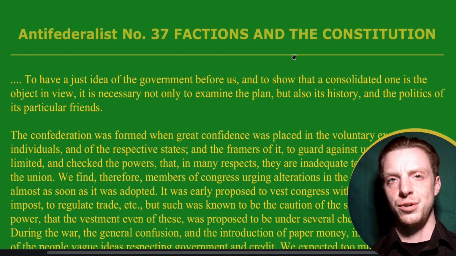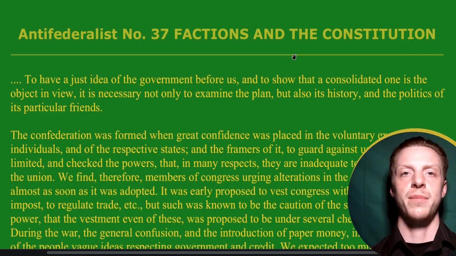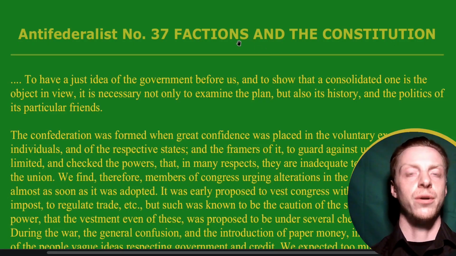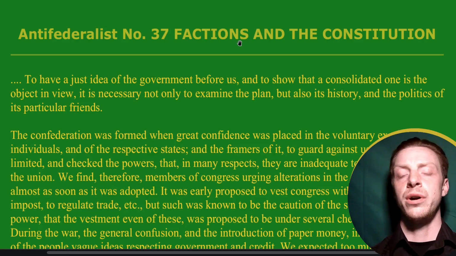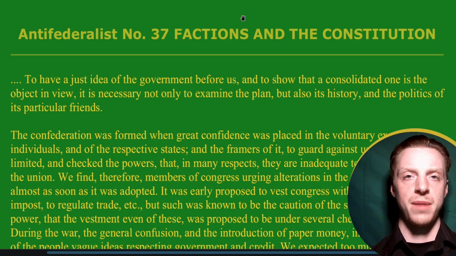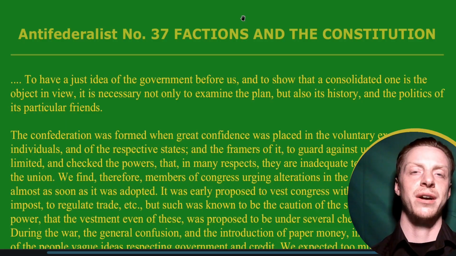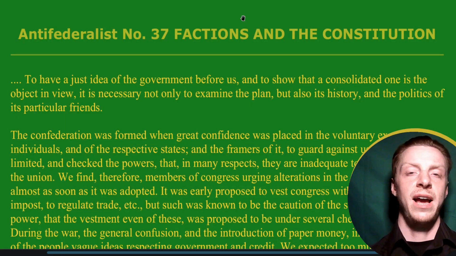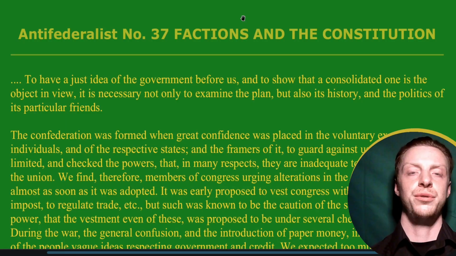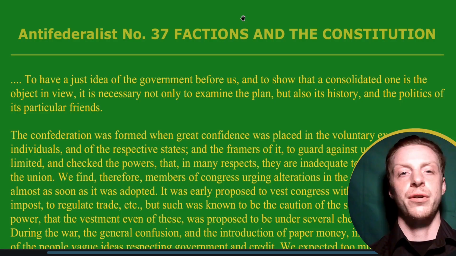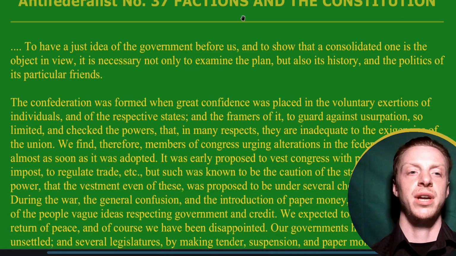There are multiple institutions from which you can get a paper and digital copy of the Anti-Federalist Papers. Go ahead and get both. While you're out there looking, if you haven't already, get a paper and digital copy of the Federalist Papers so you can join us in comparing and contrasting the arguments for and against ratifying the U.S. Constitution. Excellent. So number 37 is titled Factions and the Constitution.